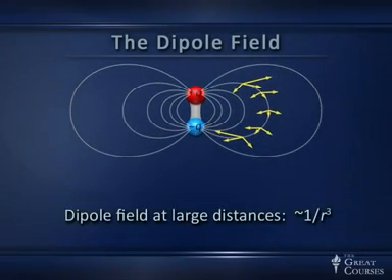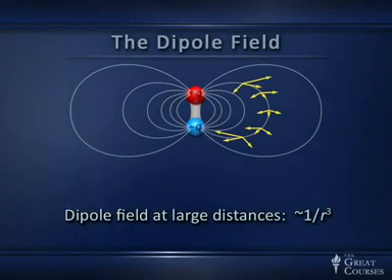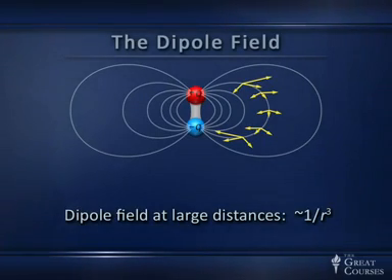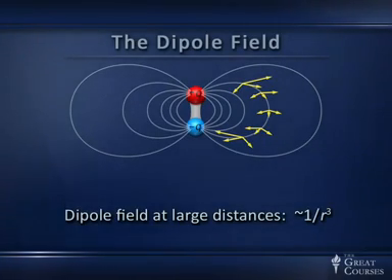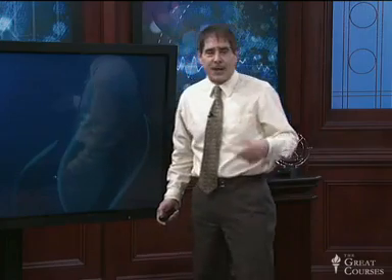I won't prove it, but the dipole field at large distances actually falls off as 1 over r cubed, faster than any point charge field, because the dipole has no net charge. Okay, so we understand now the field of a fairly simple but nevertheless really important charge distribution, the electric dipole. And I want to take you through an interesting exercise that is going to help us to recast Coulomb's law in a much more abstract but powerful way.